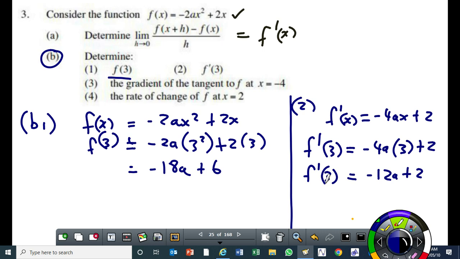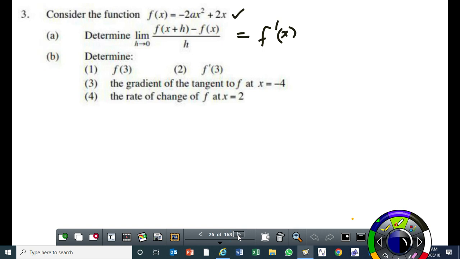Alright, then number 3. Okay, any question? Any question? Right, then number 3, that one there.